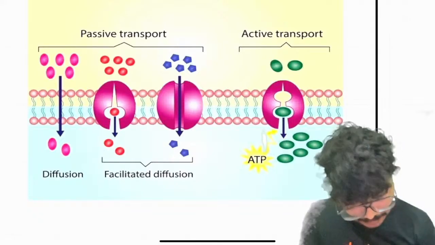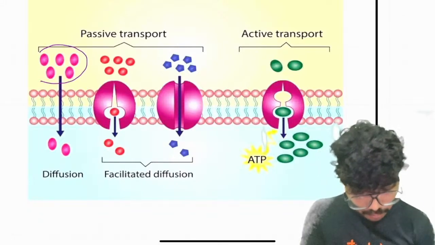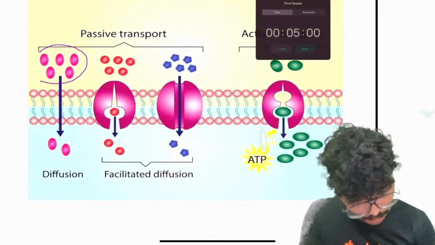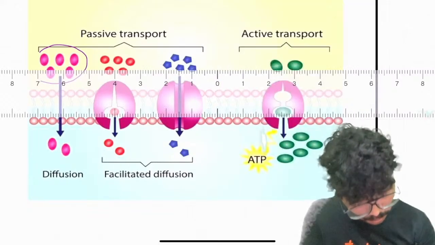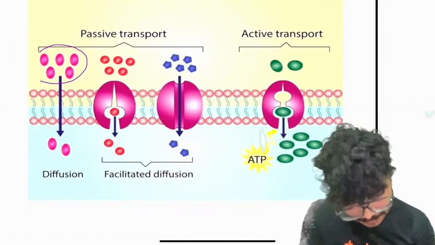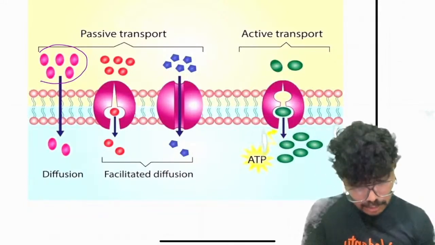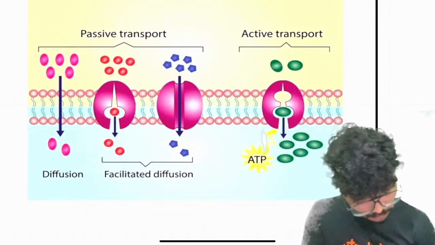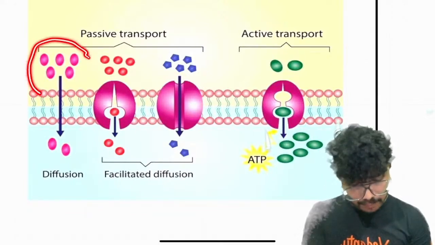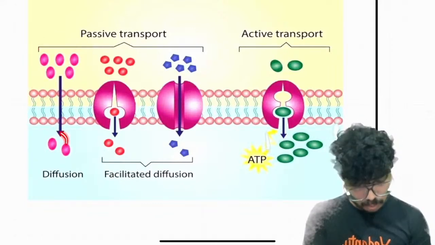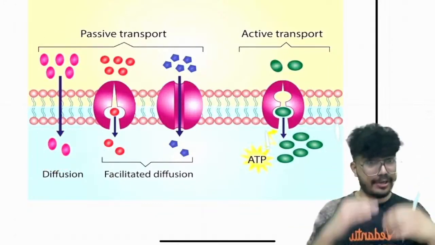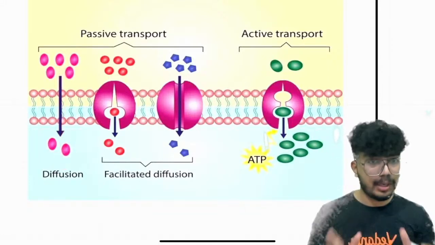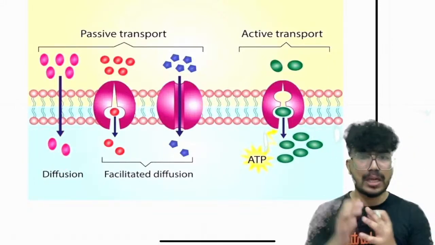If you can see here, let's say you have 5 dots, 5 balls. Here you only have 2 balls. So from high concentration to low concentration, if the molecule is either lipid soluble or neutral in nature, it can easily diffuse out through the plasma membrane.